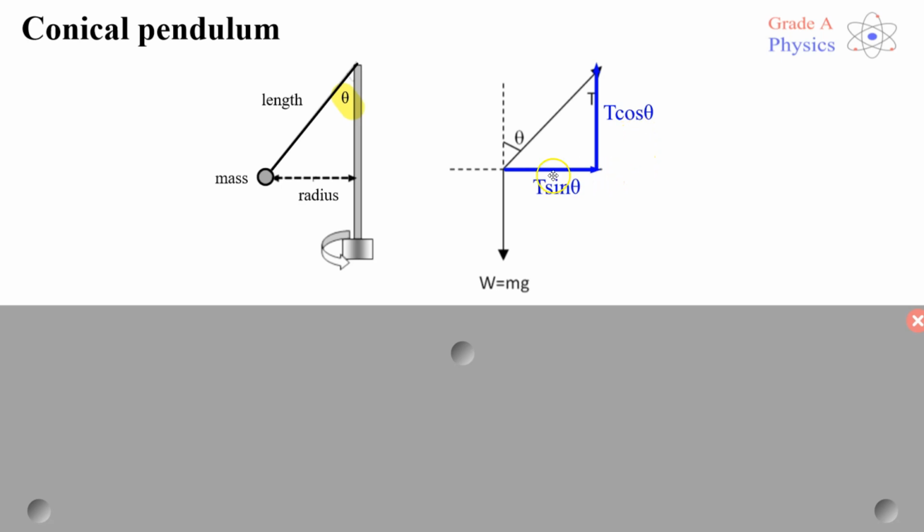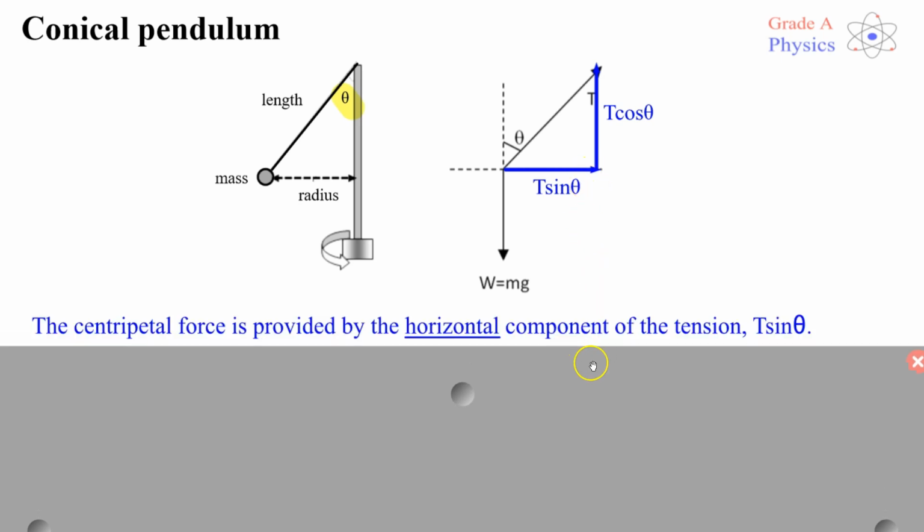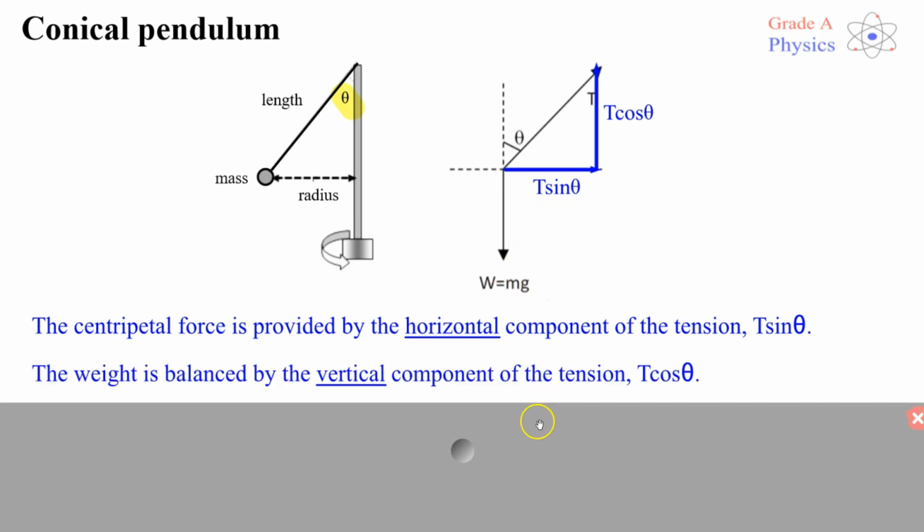These are quite important. So the horizontal component of tension is acting towards the center. This is the thing that provides the centripetal force. But the vertical component, the adjacent T cos theta, is also doing an important job. That is balancing the weight mg. So we've got two statements here.